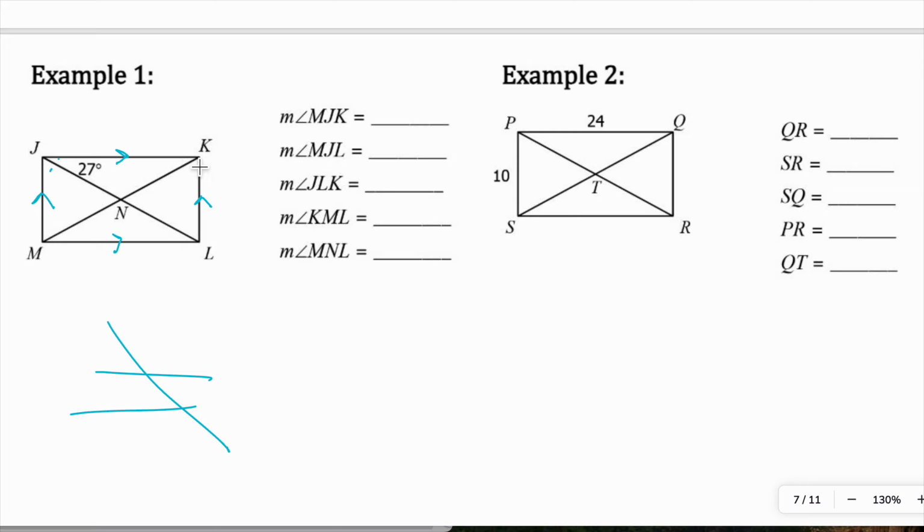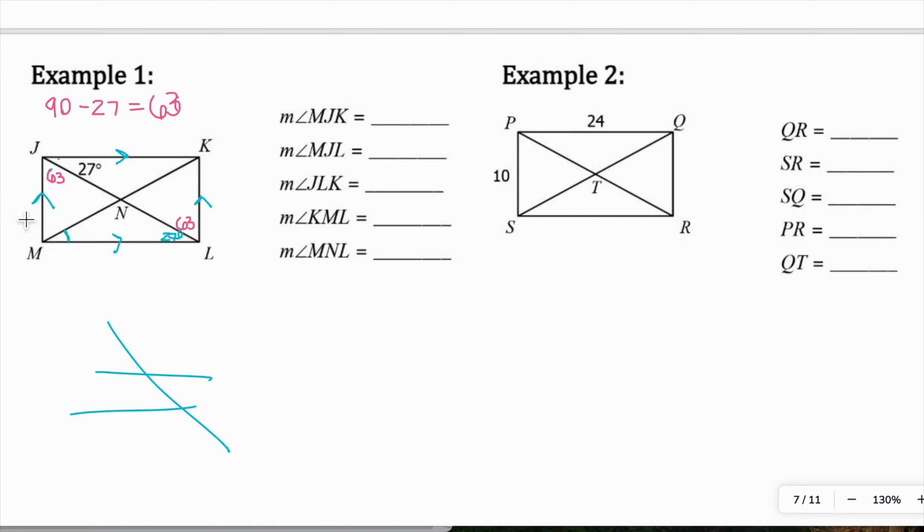Next, I'm going to look at KML. KML is here. And then MNL would be here. Okay. What I'm thinking is I can maybe say alternate interior angles could be this one, which is not necessarily one on our list, but knowing that they are going to be creating 90-degree angles, I do have enough information to start to decide what are those missing pieces. So I know that each corner or each angle should be 90 degrees. So maybe if I just take 90 and subtract 27, I'm going to get 63. So whatever's next to 27 should be equal to 63.